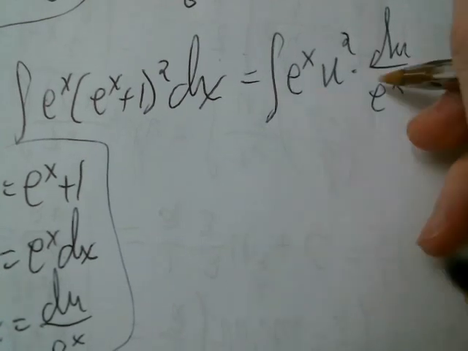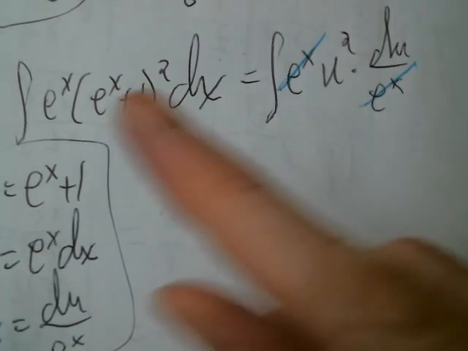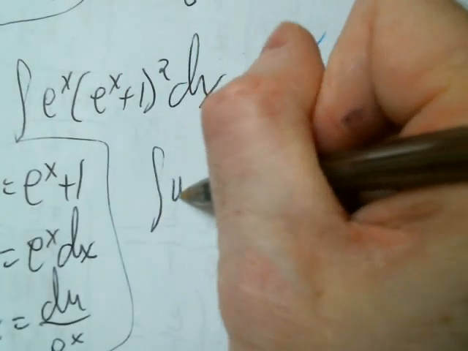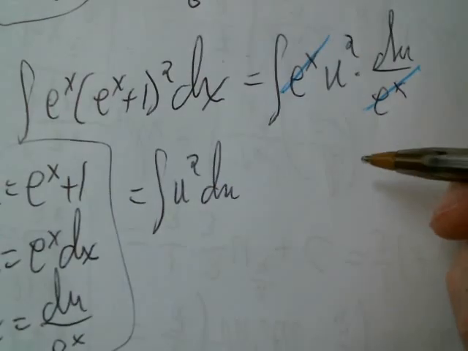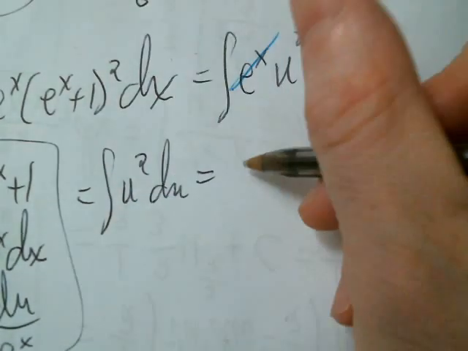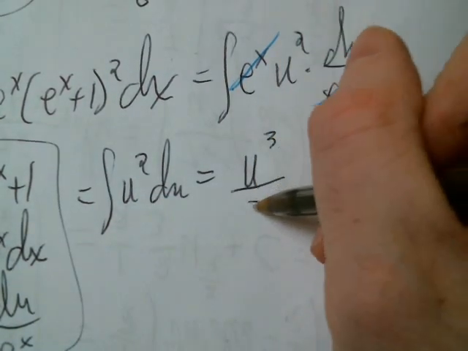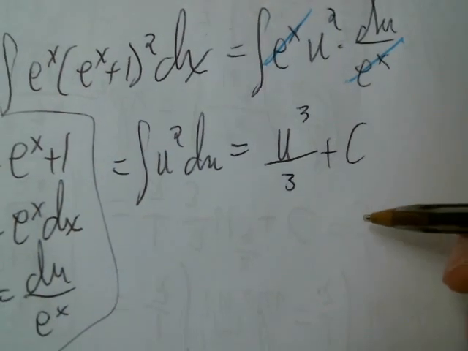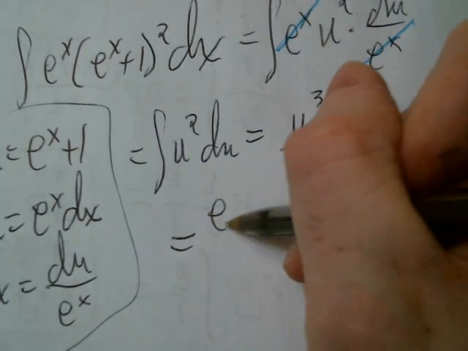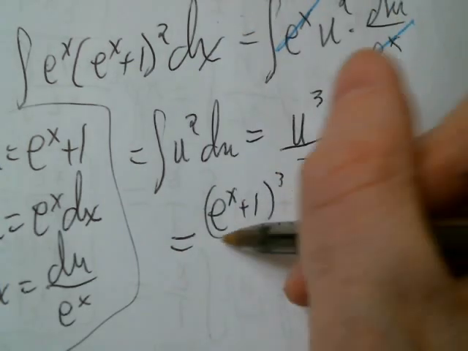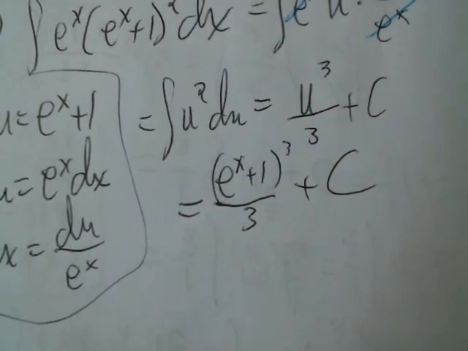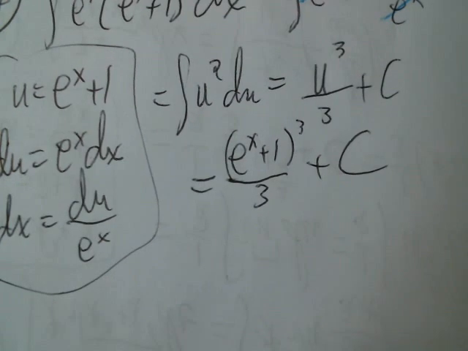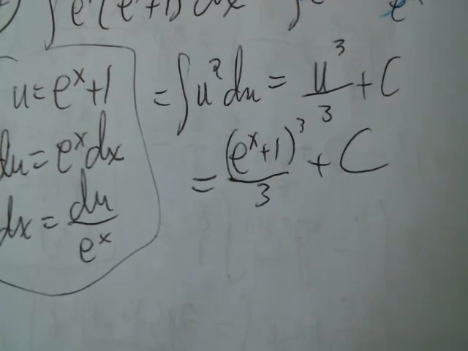And again, if you did it right, all the x material will divide out, and you'll just be left with an integral in terms of u. And then you can integrate using the power rule, so you get u cubed over 3 plus c. And then what do we have? (e to the x plus 1) cubed all over 3. You back substitute, and that's your answer. Okay. Alrighty then, let's skip ahead.